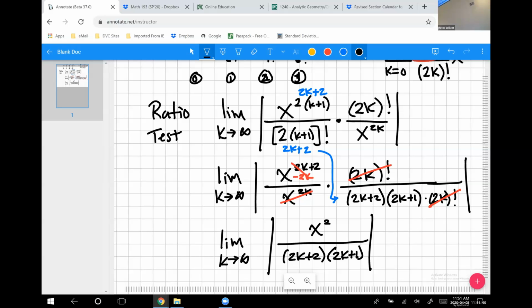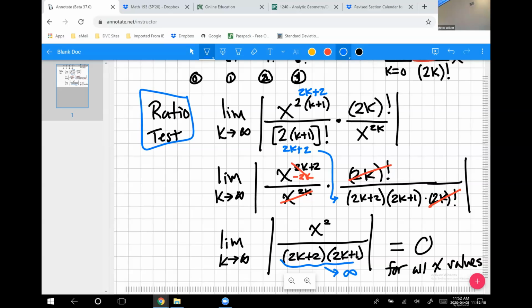So for any number x that I plug in here, I get that number squared on the top. Like let's say I plug in 1,000. On the top, I'd get 1,000 squared, which is 1,000,000. But whatever number I get there, I let k go to infinity. The denominator is heading toward infinity while the numerator is not. So this limit is 0 for all x values. So that means by the ratio test, we get that this converges for all x.